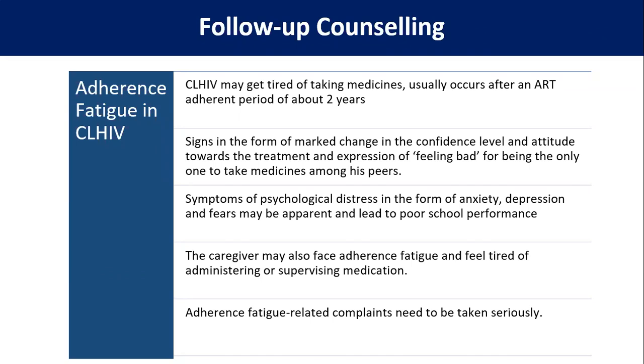So symptoms of psychological distress in the form of anxiety, depression, and fears may be apparent and lead to poor school performance. We have also seen that the poor school performance of the child is because they are feeling low esteem, they are repeatedly ill, they are malnourished, and they cannot focus in school. So all that has to be tackled. So adherence fatigue related complaints need to be taken very seriously. Next.